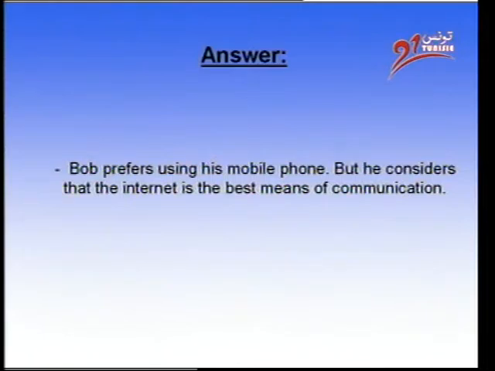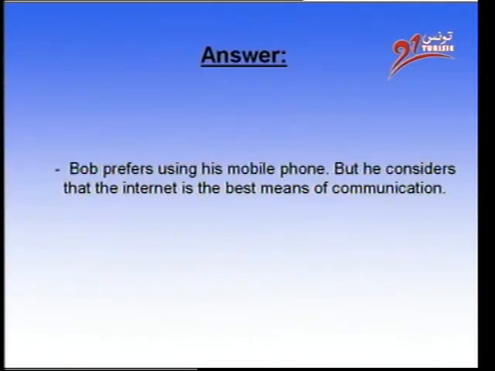Good. Bob prefers using his mobile phone, but he considers that the internet is the best means of communication. To communicate, to speak with his friends, to talk to his friends, he usually resorts to his mobile phone. So he considers that the mobile phone is his best means of communication. And the internet for him, which is the most modern means of communication, is also the best means of communication, right?